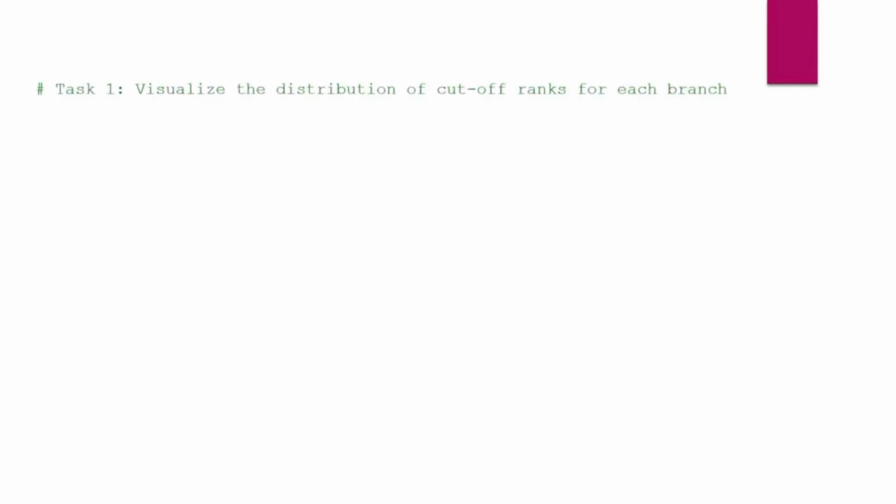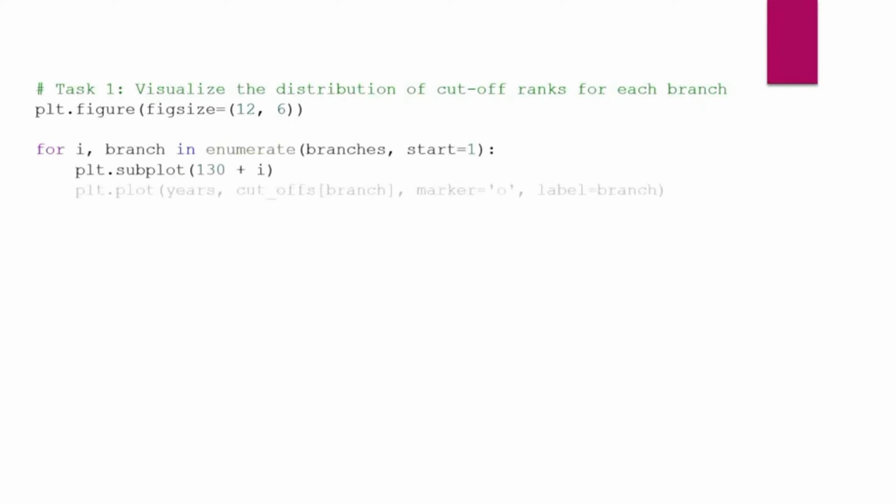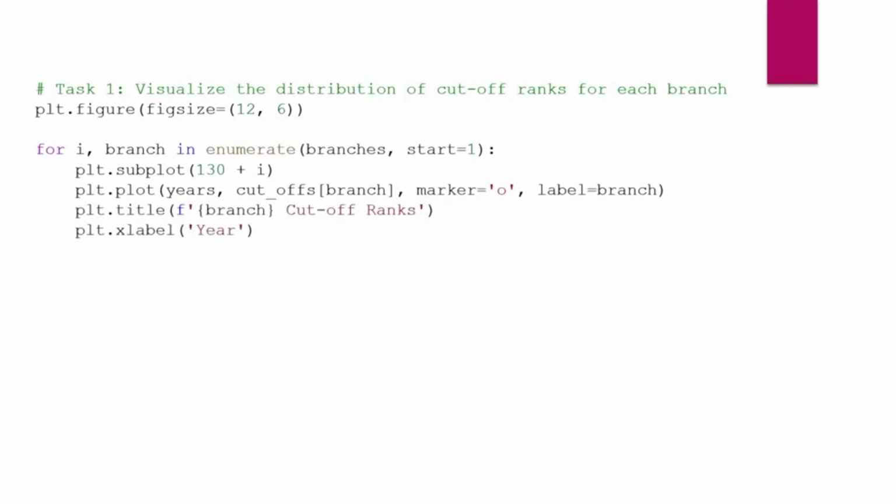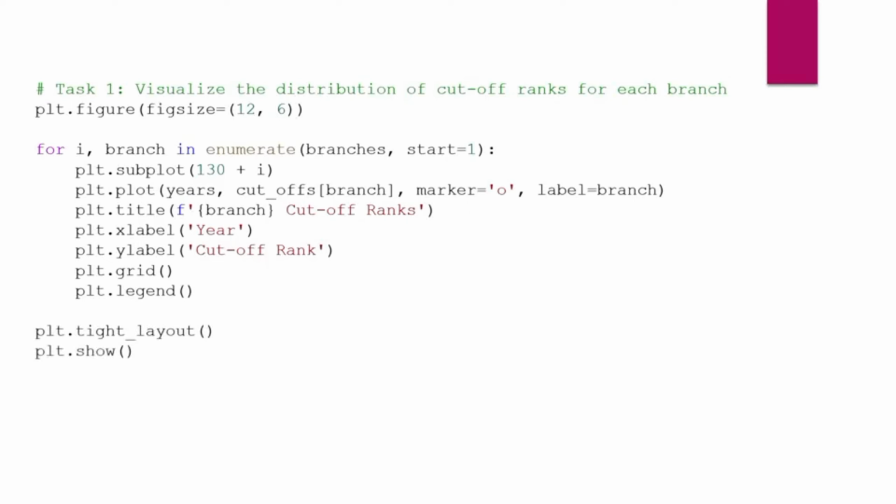Let's move on to our first task, which is to visualize the distribution of cutoff ranks for each branch. We create a figure with subplots for each branch to provide clear visualization. The plt.plot function is used to plot the data points and labels, titles, legends are set for each subplot.